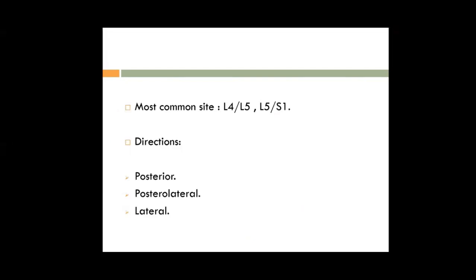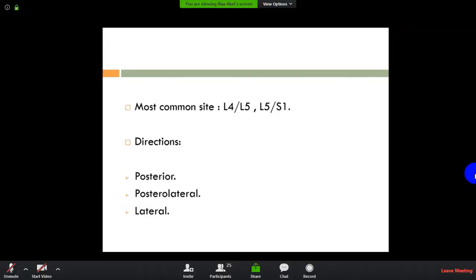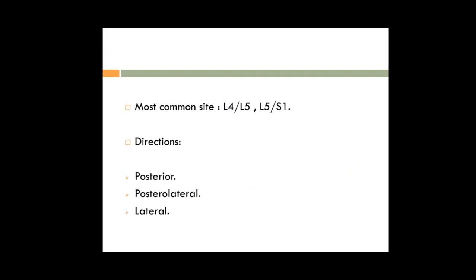Let's continue to the next slide. In the lumbar spine, the most common sites are L4, L5 and L5, S1. In the cervical spine, the most common sites are C5, C6 and C6, C7. Okay. As for the direction in which the disc will herniate, mostly it is posterior.